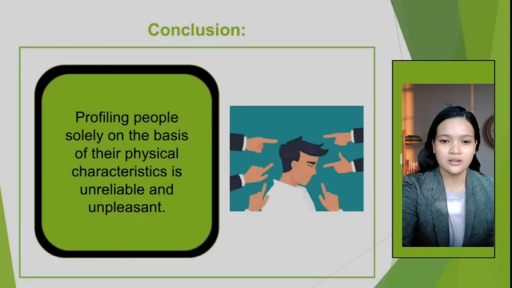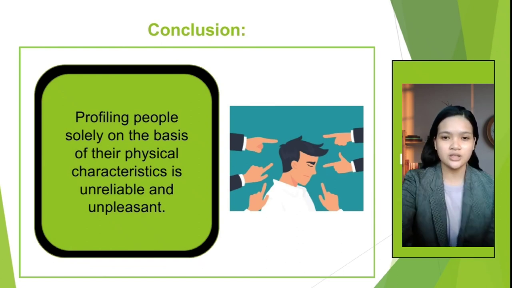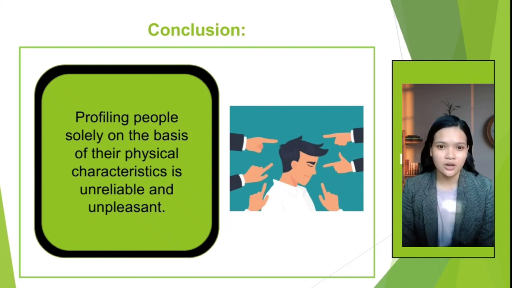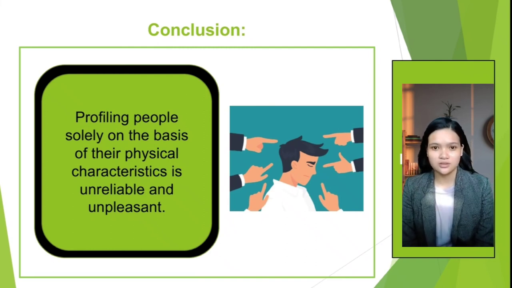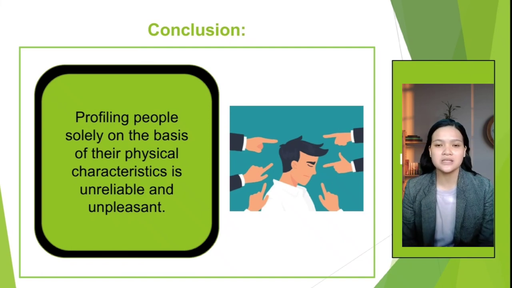So, bago nating tapusin ang presentasyon, ito yung naging conclusion sa buong naging discussion. Profiling people solely on the basis of their physical characteristics is unreliable and unpleasant. So, alam naman natin na hindi laging basihan lang kung ano yung nakikita natin para i-judge or i-describe ang isang tao.